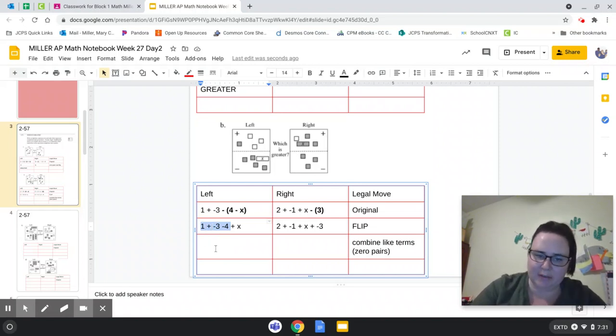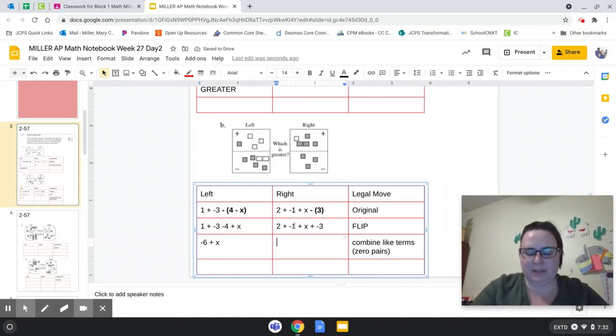So 1 plus -3 is going to be -2. -2 plus a -4 is going to be -6 plus x. Then on the right, we have 2 plus a -1, which is 1. And then a 1, skip my x because I'm not combining that with my digits, with my units. We have 1 plus a -3, which is -2 plus x. Then hopefully you see that both sides have that x.